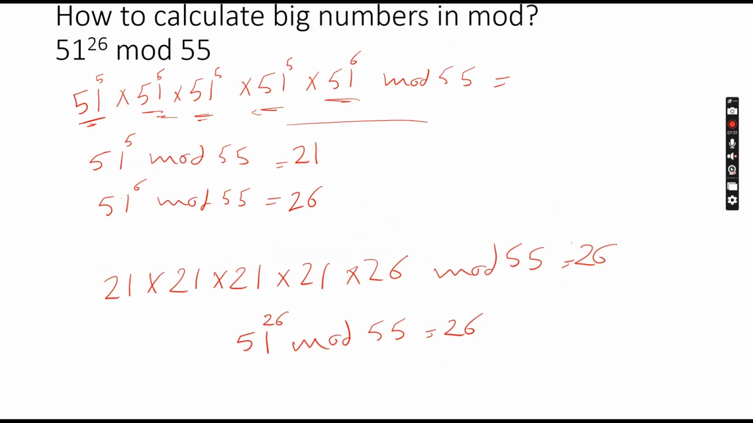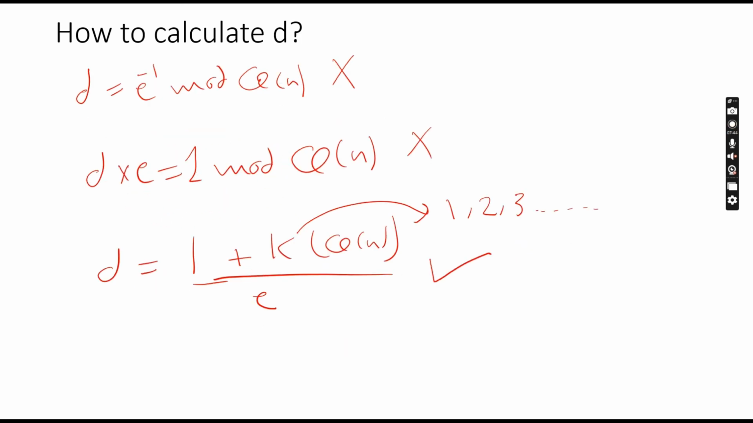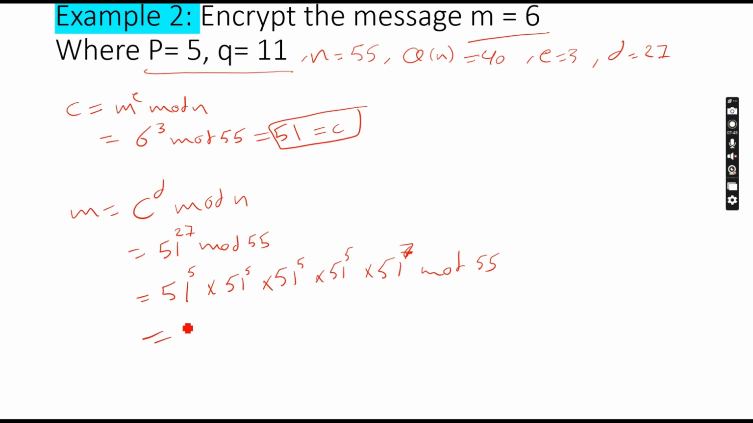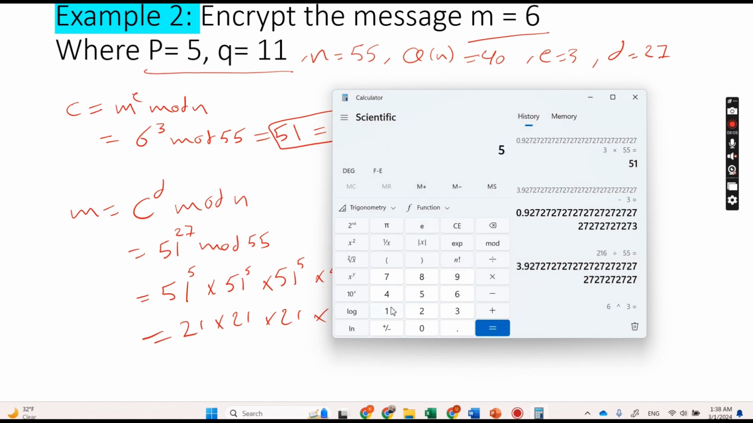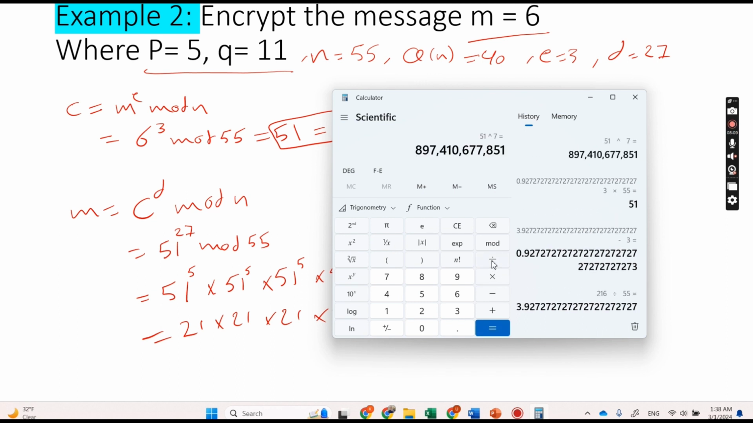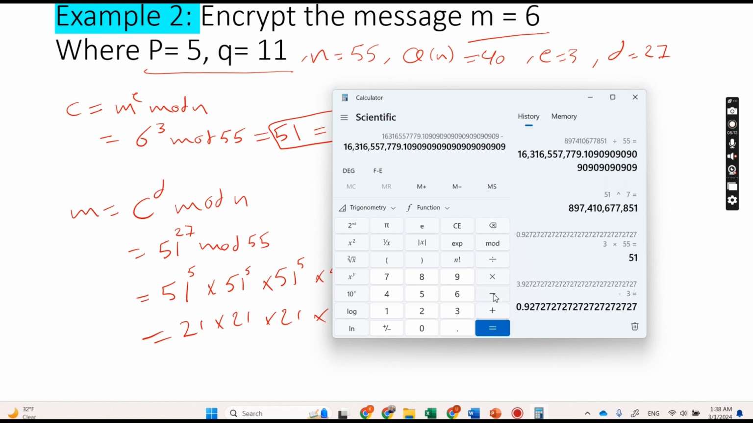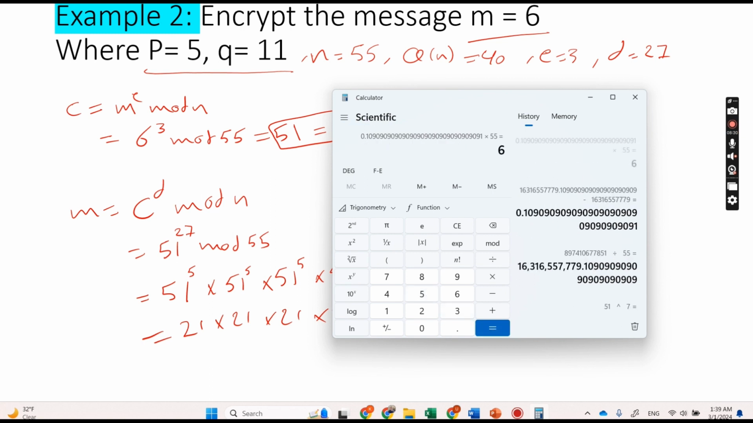Okay, so let's find, 5, I can take this one. Because 51 to the power 5 is 21, and then we calculate the other one. So the answer here is 21 multiplied by 21 multiplied by 21 multiplied by 21, and we can calculate this one, which is 51 to the power 7. Okay, so 51 power 7 divided by 55, now minus 1631655 7779. Now multiplied by 55, so it's 6.